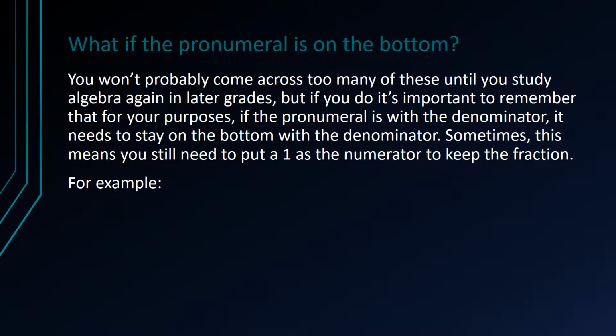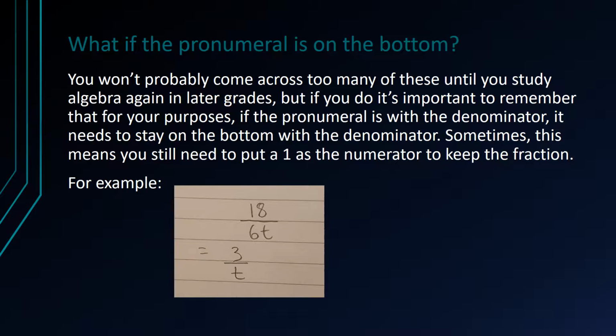So what if the pronumeral is on the bottom? You won't probably come across too many of these until you study algebra again in later grades. But if you do, it's important to remember that for your purposes, if the pronumeral is with the denominator, it needs to stay on the bottom with the denominator. Sometimes this means you still need to put a 1 as the numerator in order to keep the fraction. For example, if you've got 18 over 6t, then we can divide both of those by 6, that's a common denominator, and we end up with 3 over t.